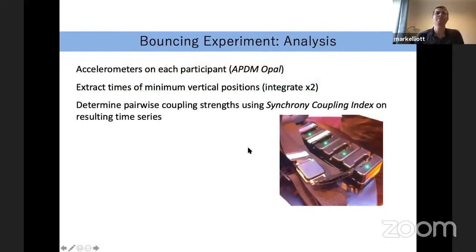The way we measured their movement was to fit accelerometers around the waist of each participant. Then we extracted the times of their minimum vertical positions by double integral, and that defined their timing events. And then we used a pairwise measure, a synchrony coupling index, in collaboration with Norrie Jacobi and using some of the methods he's defined. We did this in a pairwise way, so we could look at, for each person out of those group of 9, how strongly they were coupled in terms of their synchrony to all the other 8 participants.